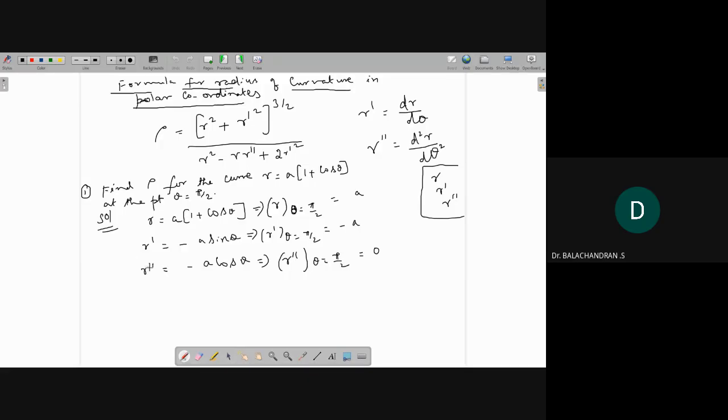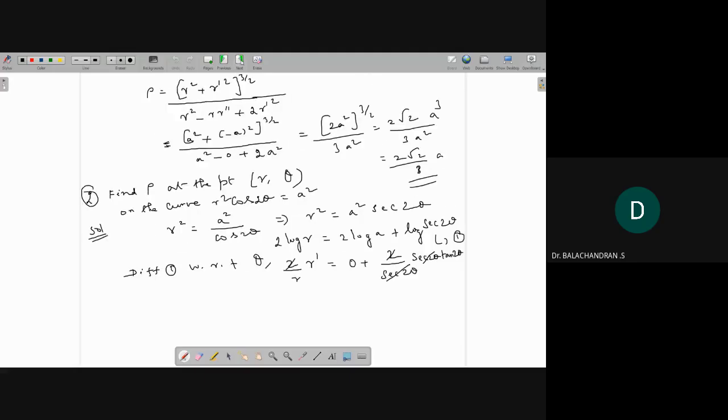R double dash equals minus a into the derivative of sin theta, which is cos theta. R double dash at theta equal to pi by 2 is 0, since cos pi by 2 is 0. So I got the values of r, r dash and r double dash at theta equal to pi by 2. Now substitute in the formula: r square plus r dash square whole power 3 by 2, divided by r square minus r into r double dash plus 2 r dash square.